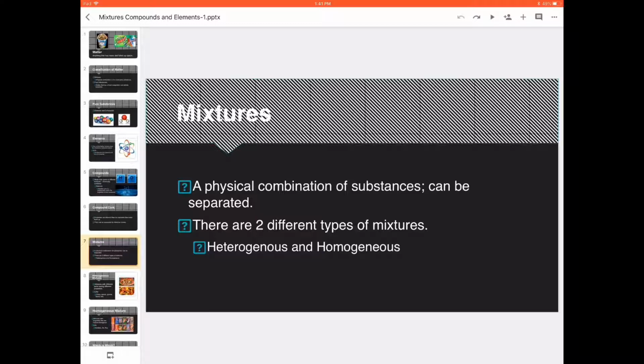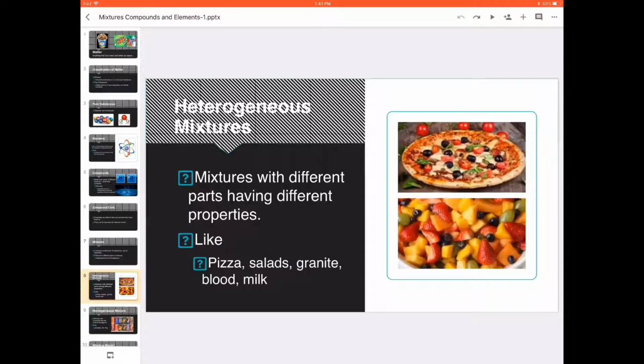Mixtures. These are a physical combination of substances, like we've talked about, and they can be separated. There are 2 different types of mixtures. We've got heterogeneous and homogeneous.